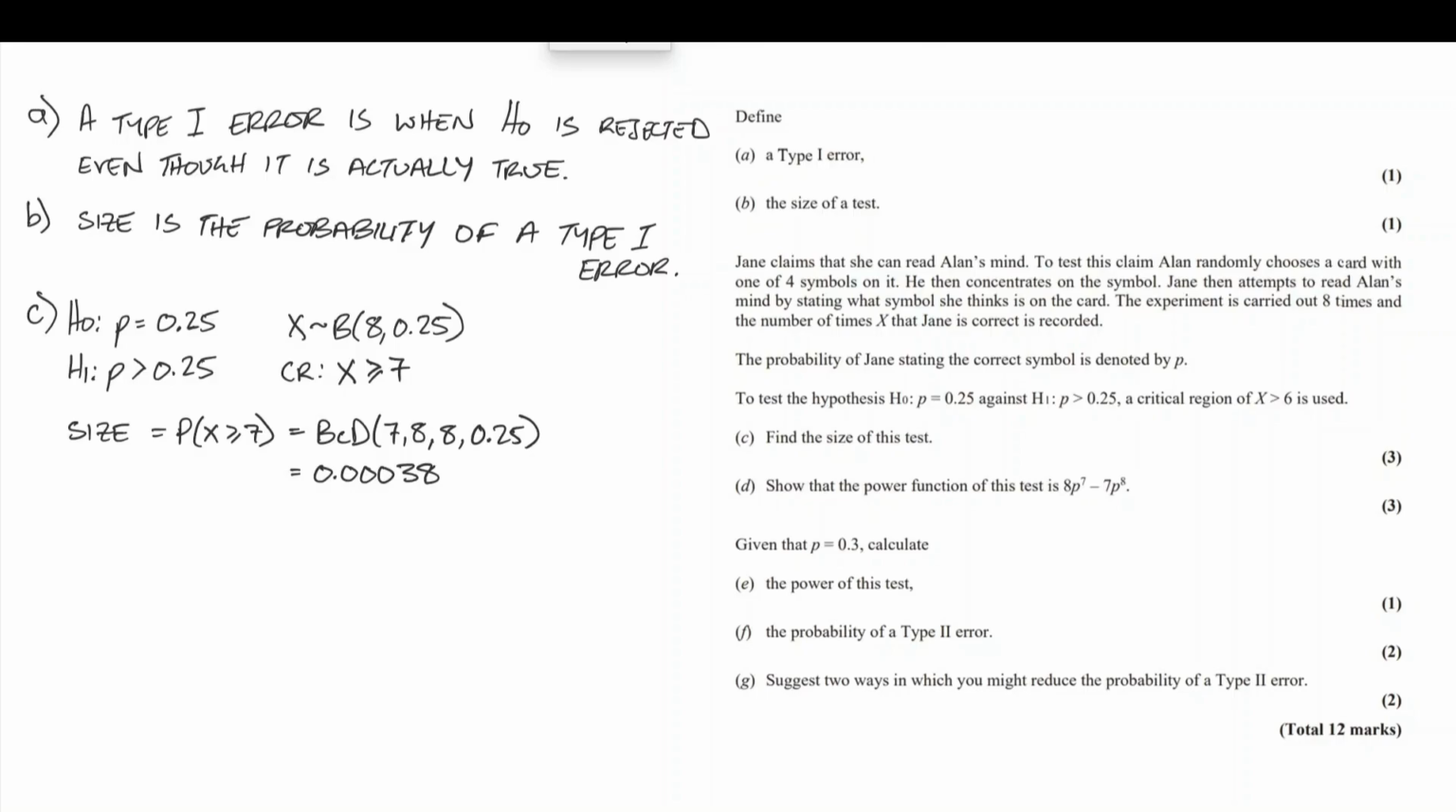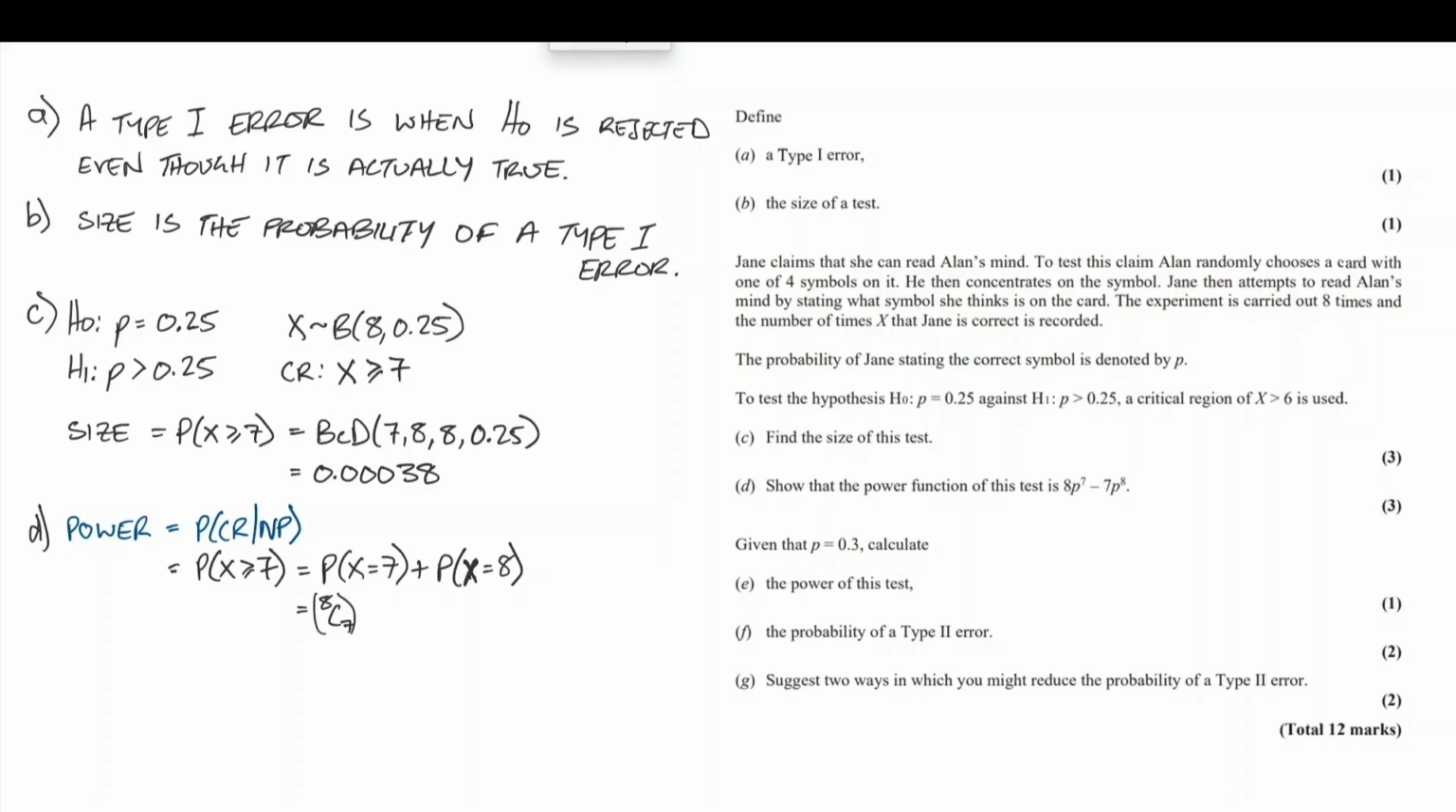So in part D of the question, we're asked to show that the power function of the test is this expression. Let's go ahead and find the power function. Well, the power of any test is going to be the probability of the critical region with the new parameter that's been defined. We don't actually have that parameter, but our critical region is the probability that X is greater than or equal to 7, which individually is the probability X equals 7 and the probability X equals 8. This is the binomial distribution.